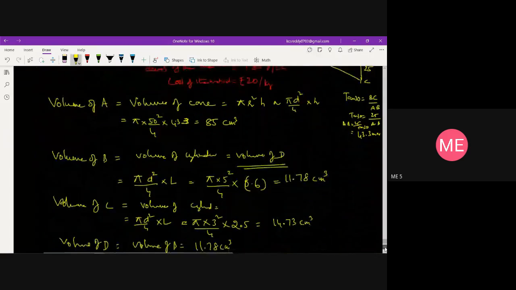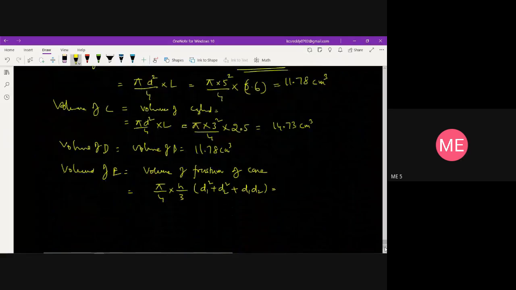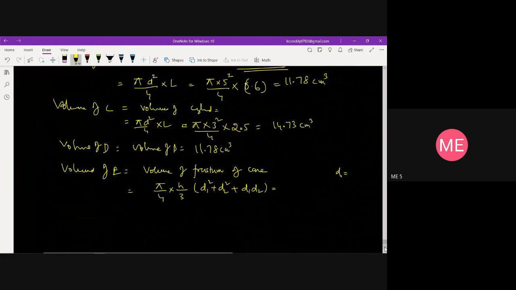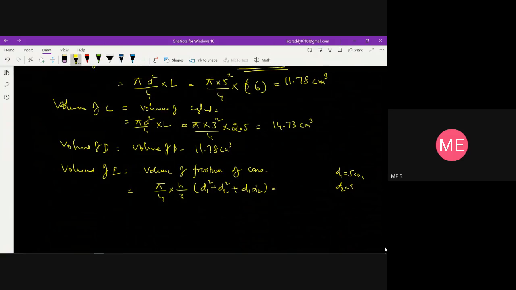So by using this equation, where d1 is equal to 5 centimeter, d2 is equal to 3 centimeter, and h is given as 7.5 centimeters, pi into 7.5 divided by 12, into 5 square plus 3 square plus 5 into 3. Here I'm going to get 63.45 centimeter cube. So I got all the components' volume.